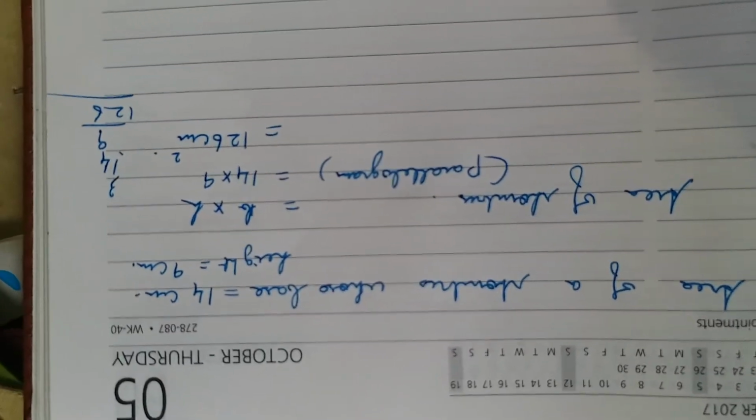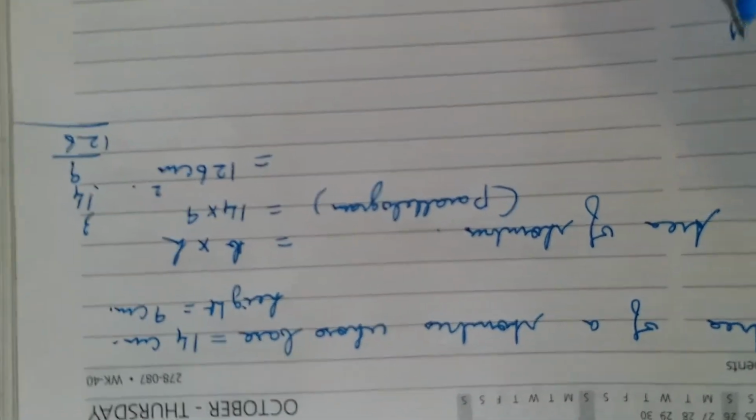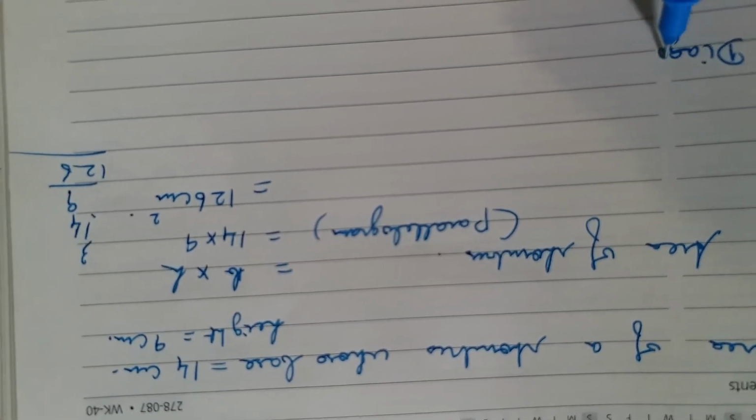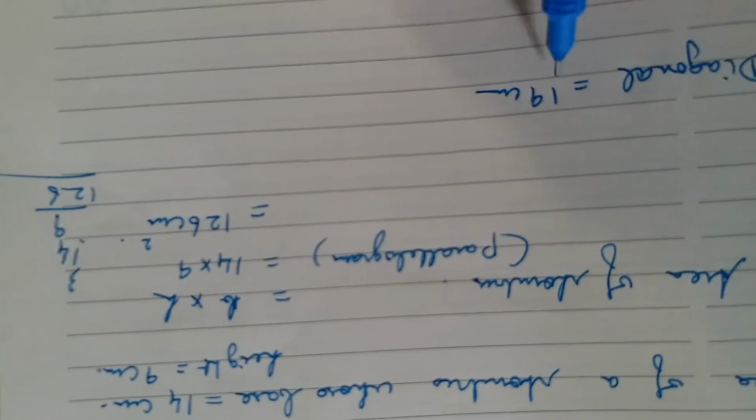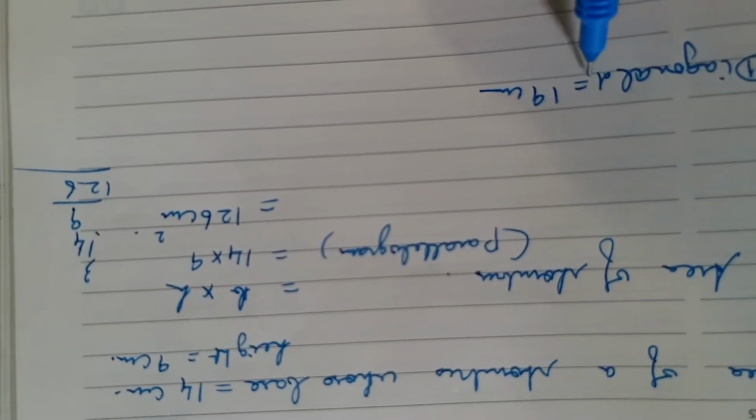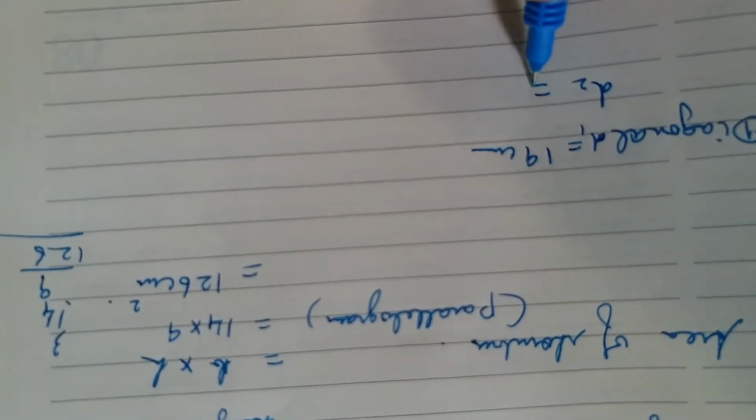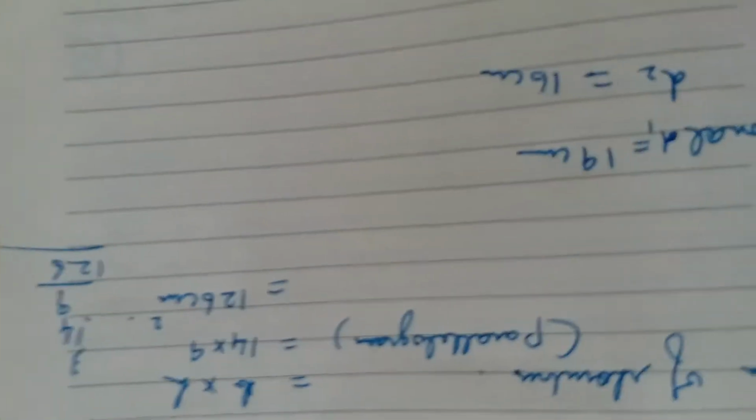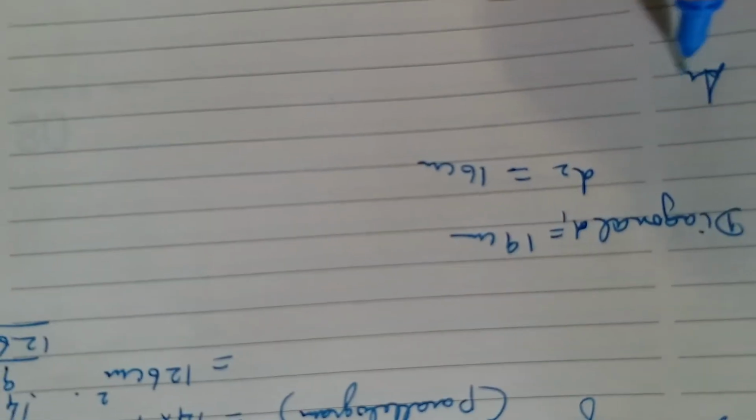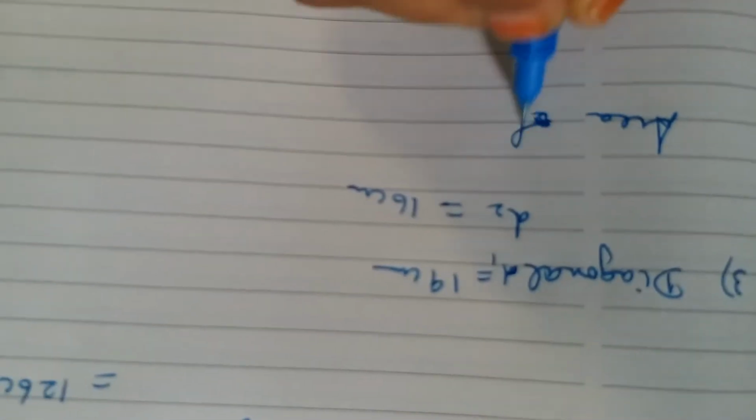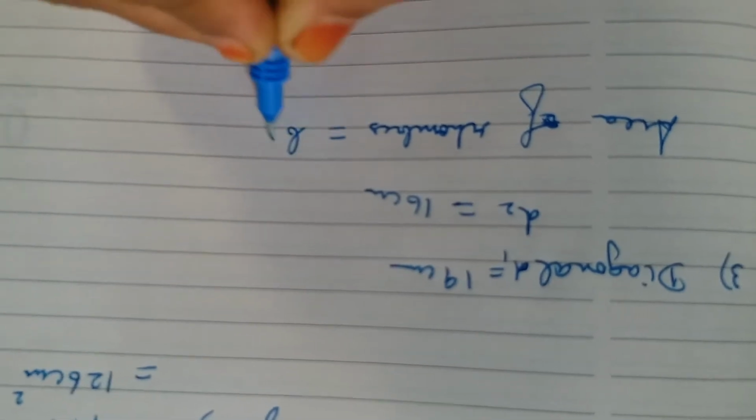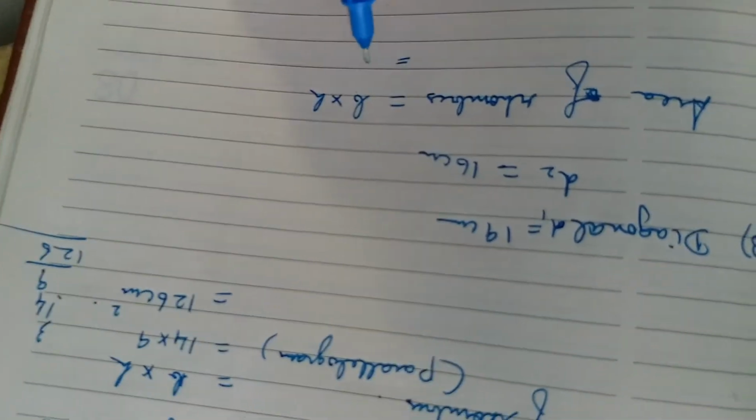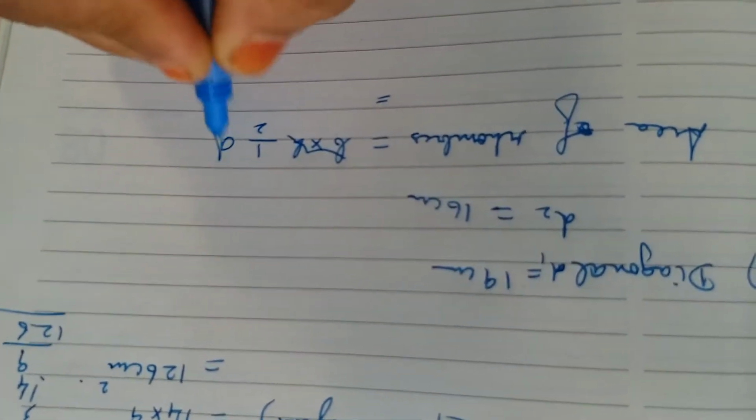Now your third sum, they have given you missing values. It is actually given in a box diagram. I am writing the values alone here. The first diagonal d1 is equal to 19 centimeter. Your d2 is given as 16 centimeter. They have asked you to find the area. Same method. Area of rhombus is equal to half into d1 into d2.